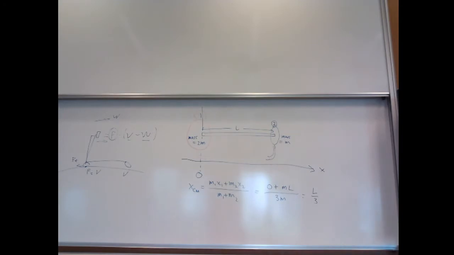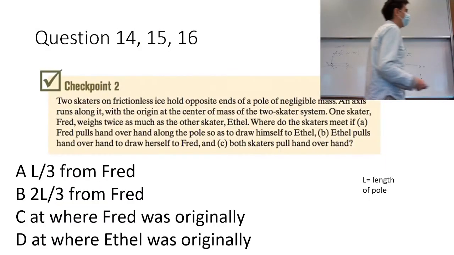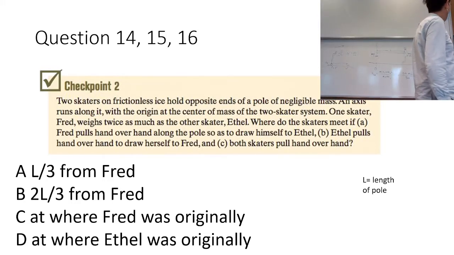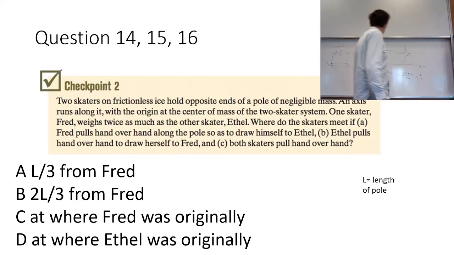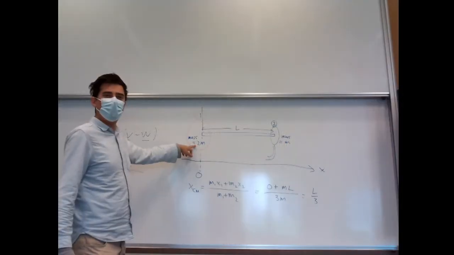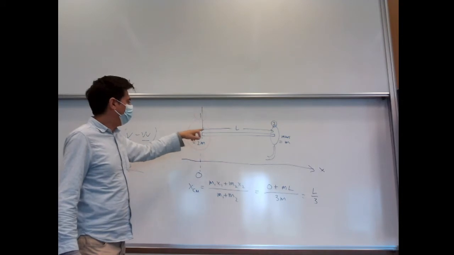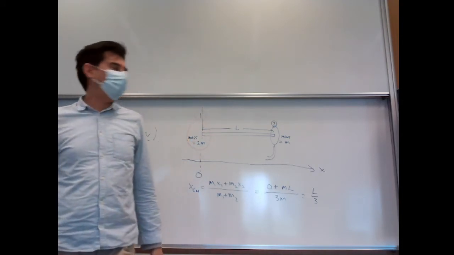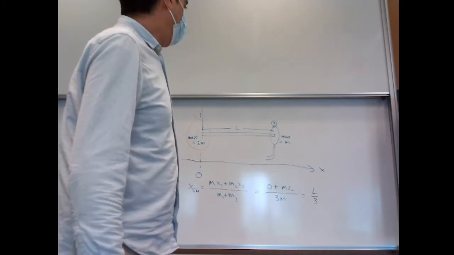Okay, so last lecture we were just finishing off this question. So let's just go back and finish this one off. The situation that we had was we have two skaters here. They're holding a pole. One has twice the mass of the other person.